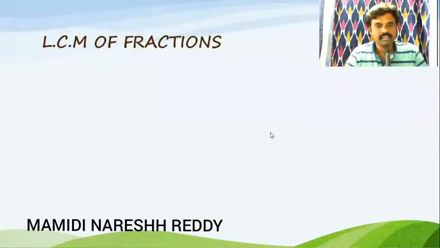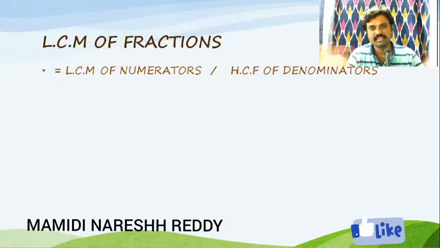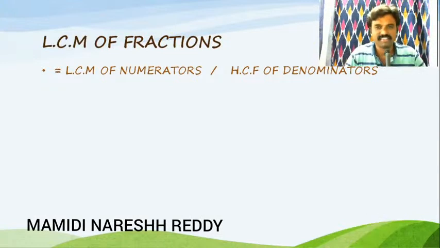See, the formula is nothing but the LCM of numerators by HCF of denominators. Got the point? The LCM of fractions, you might know fraction is nothing but numerator by denominators. Only just find the LCM of numerators and just find the HCF of denominators and divide them. Divide the LCM of numerators by HCF of denominators. Then you will get LCM of fractions now. Let's see how we can find by using this formula.